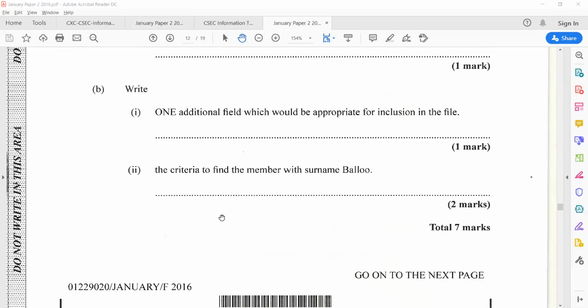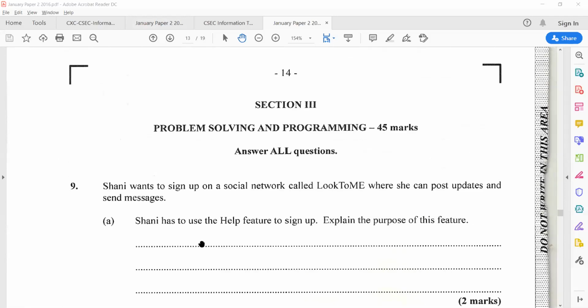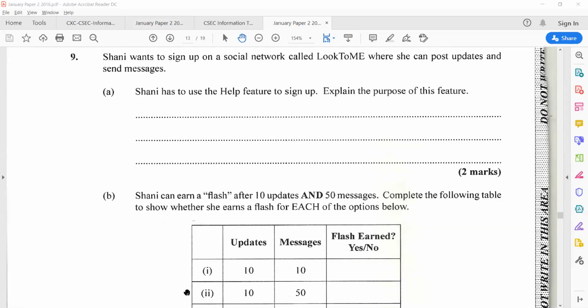The last part of the question, the criteria to find the member with the name Balu. And the criteria for that will be member surname equals Balu. All right, so that's it for number 8. All right, let's move on to number 9.